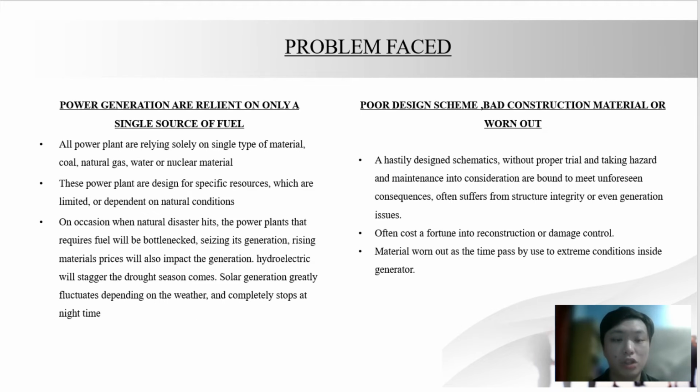The power generation is still reliant on only a single source of energy, such as coal, natural gas, water, or nuclear. A generator cannot use any other energy as a source to generate electricity itself. That's why occasionally when a flood hits the power plant, the generator is rendered inoperable, because the generator is extremely big and bulky to deconstruct and then assemble in another place.